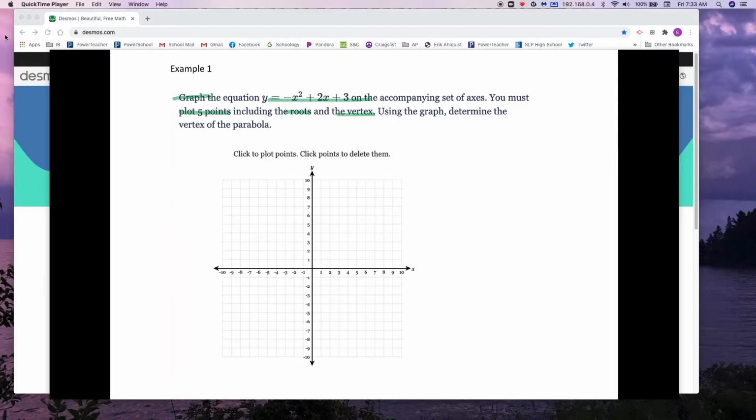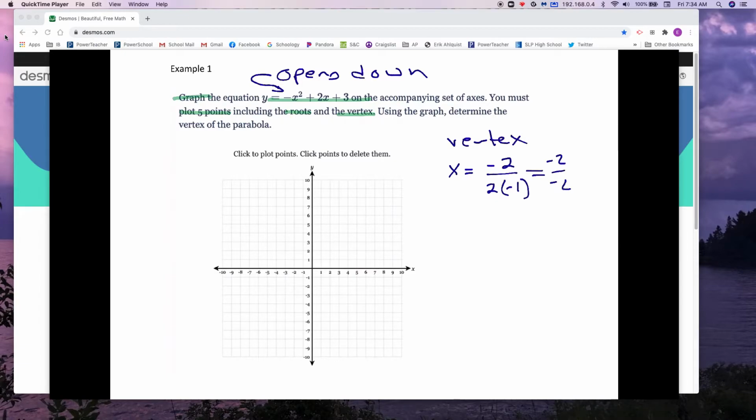So I know that the vertex is going to be x equals the opposite of b divided by 2a. I already know because this a is negative, it opens down, because that value right there is negative. I know that it opens down. I know my vertex is then at negative 2 over negative 2, or 1.